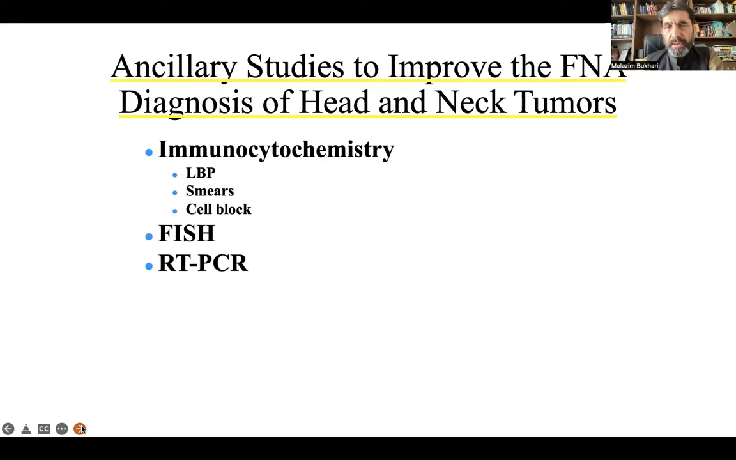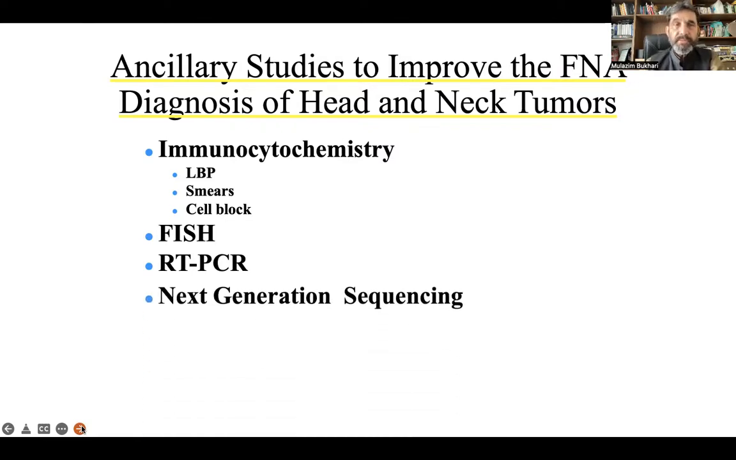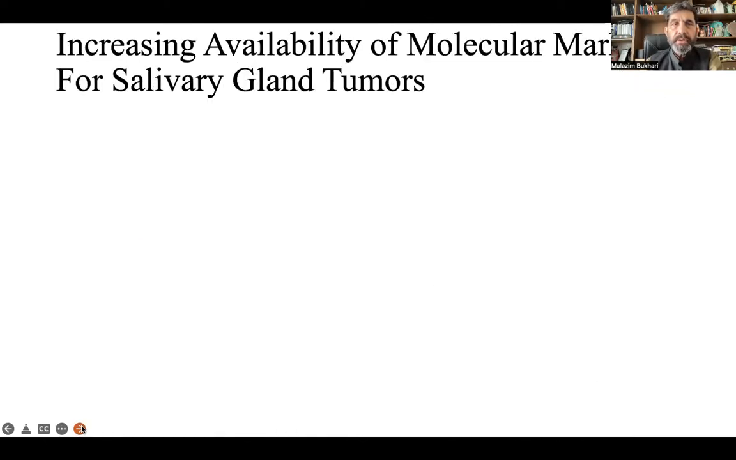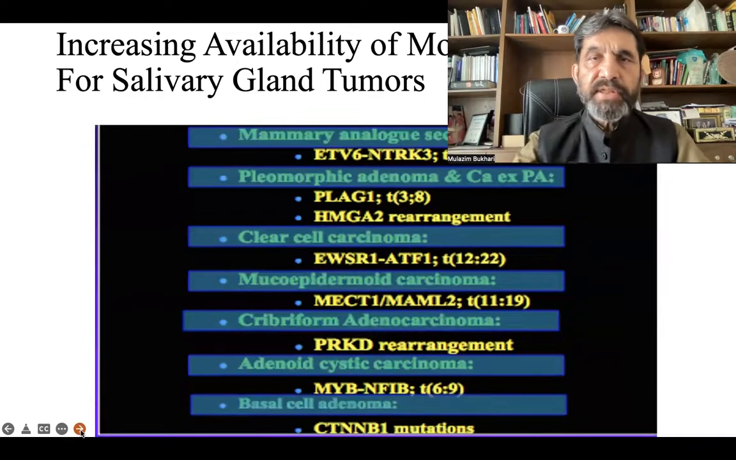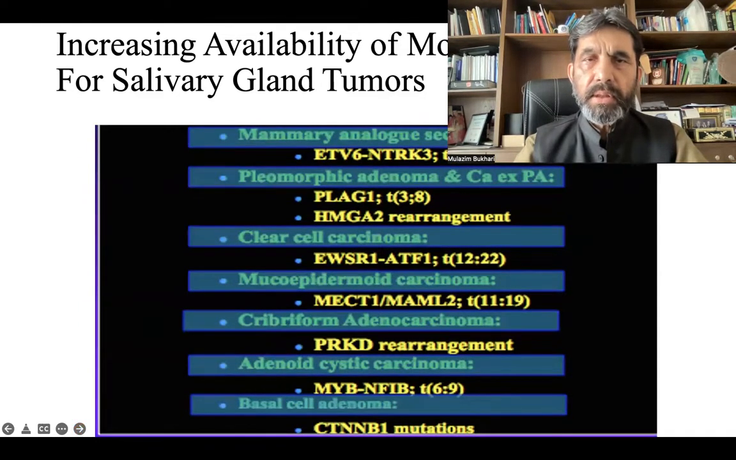These are the ancillary studies that you can take help from in the diagnosis of these tumors through the FNAC by making cell blocks, and next generation sequencing is very important. There is increasing availability of molecular material for salivary gland tumors. These markers are very important in helping with this tumor. So this is just a very beautiful summary.